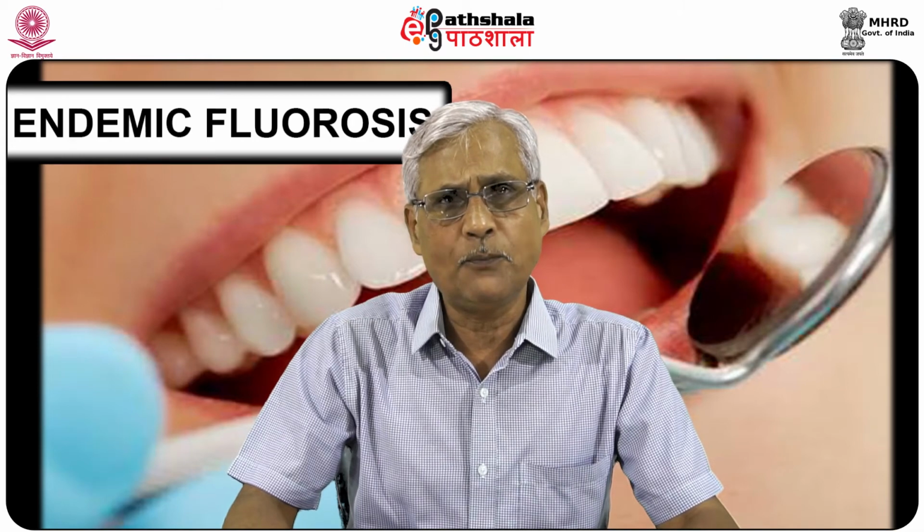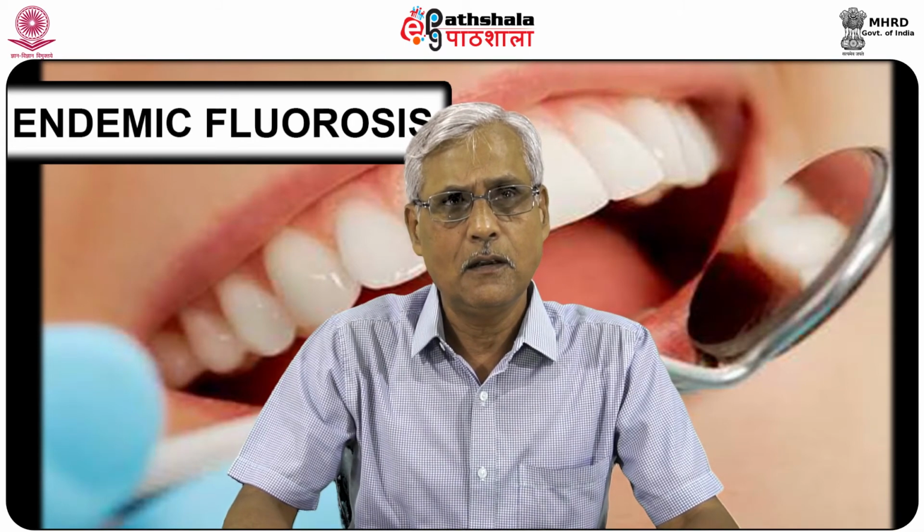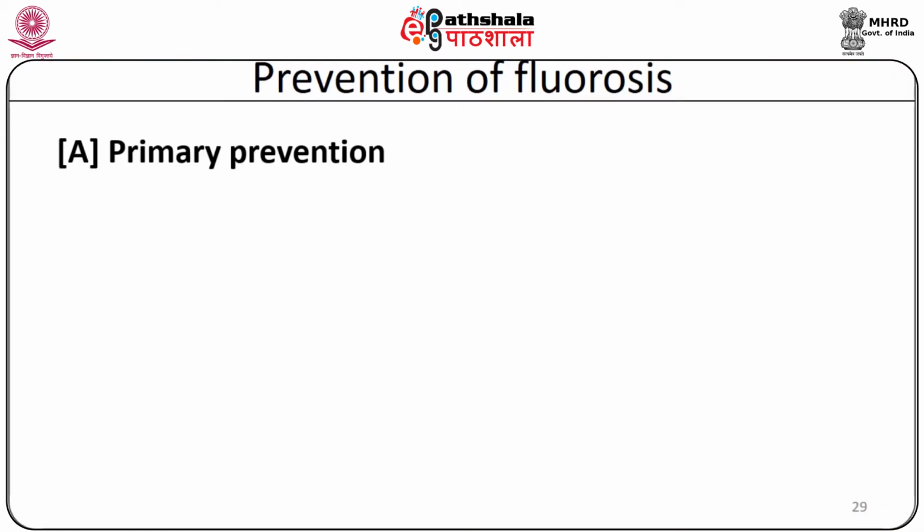As far as prevention of fluorosis is concerned, as in all diseases, we generally discuss it under three headings: primary prevention, secondary prevention, and tertiary prevention. Primary prevention are those measures which are instituted so that the fluorosis problem will not arise in a particular area.